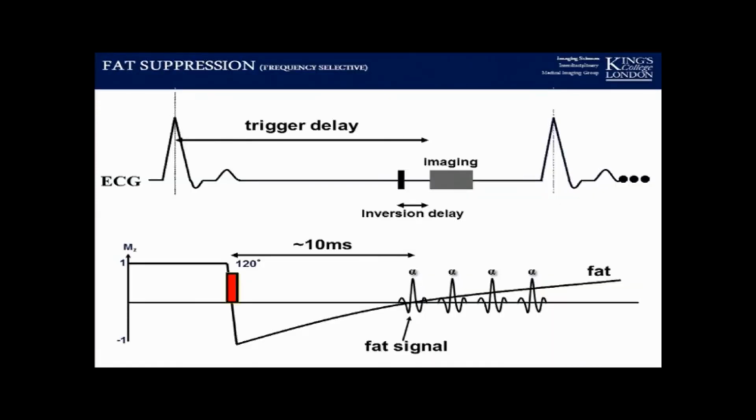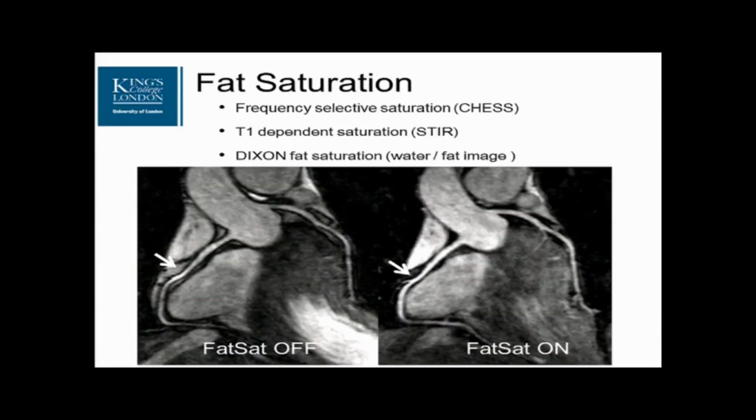In order to get good vessel wall images and also angiograms, we also need good fat suppression, and usually we use a frequency selective pulse. It basically only prepares the fat signal. Usually it's a 120 pulse, and then at the time of the zero crossing, we perform the imaging.